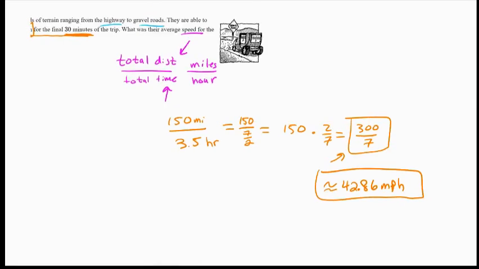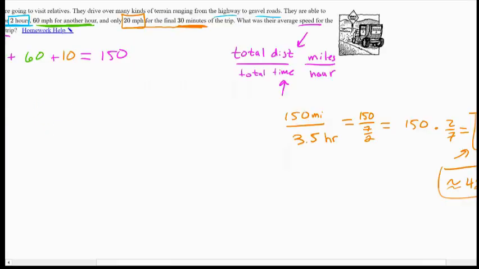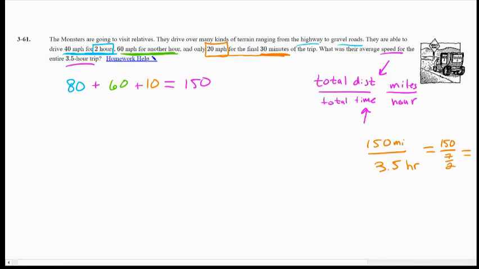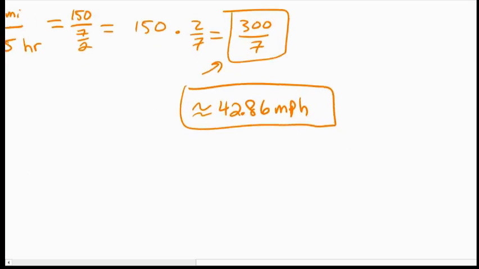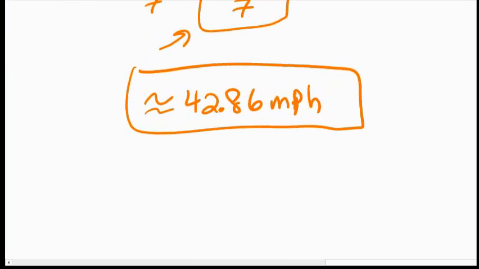Now let's double check and make sure that makes sense, because if we started at 40 miles an hour and then 60 and then down to 20, is our answer somewhere between 20 and 60? The answer is yes. So just to make sure we're using common sense, that answer does make sense.